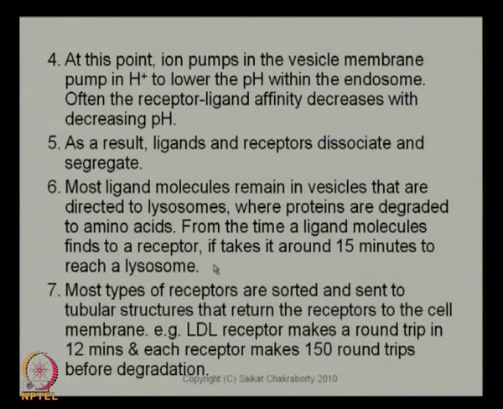Okay. So, most types of receptors are sorted and sent to the tubular structures that return the receptors to the cell membrane.